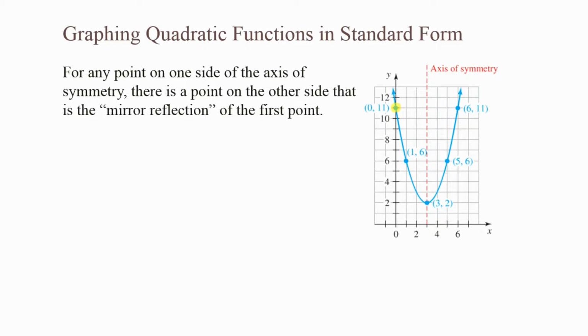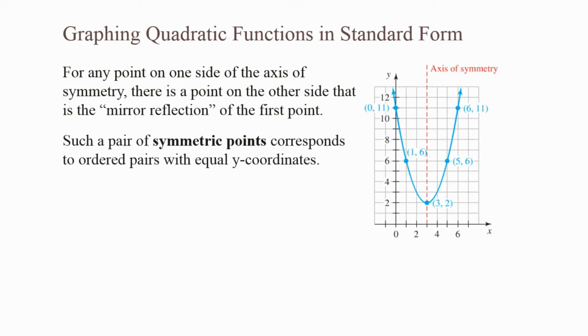(0, 11) and (6, 11) are also symmetric points. Such a pair of symmetric points corresponds to ordered pairs with equal y-coordinates. Both (1, 6) and (5, 6) have a y-coordinate of 6. (0, 11) and (6, 11) have a y-coordinate of 11.